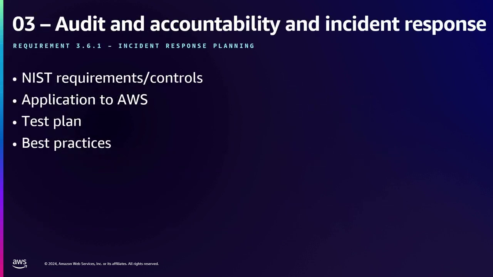So pretty much what we do is we cover every requirement in a framework. And so for this example, we've got 3.6.1 for incident response planning. And there's 4 main categories that we cover for every single one of these requirements. So first, we talk about what that requirement is and what it means. Very simple. The second step is applicability to AWS. So what are those services that are going to help you meet that requirement from a security compliance perspective?